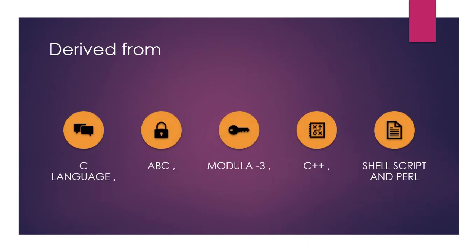So what are the various languages from which Python derived? Python derived from C language, ABC language, Modula-3, C++, shell scripting. Python derived its syntax from C and ABC, its modular programming from the Modula-3 language, its inheritance feature from the OOP concept of C++, and its scripting features from shell script and the Perl language. So these are the languages from which Python derived.